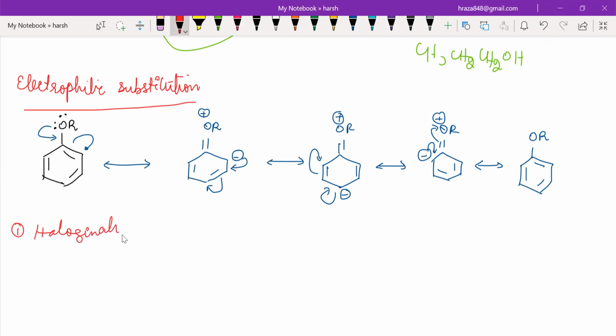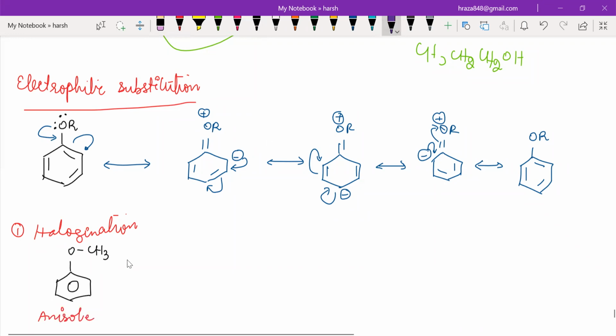So basically, we are going to take an aryl ether. This is O, and this is basically methoxybenzene, and its common name is very important and famous: anisole. So in order to do halogenation of anisole, we have to react this with Br2 in the presence of ethanoic acid.